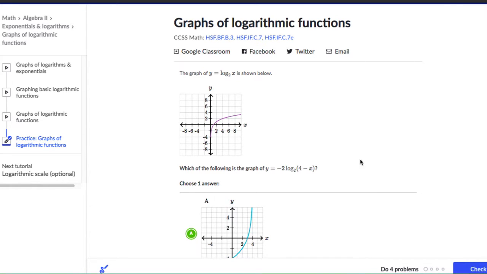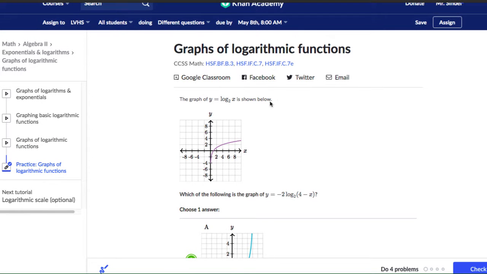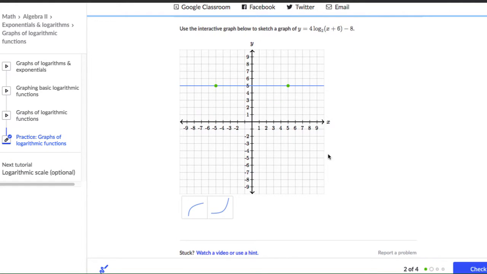By the way, sometimes there will be a graph that has 2 answers, and then you have to follow a second point around. A second point that I could follow is 2, 1. This point right here.